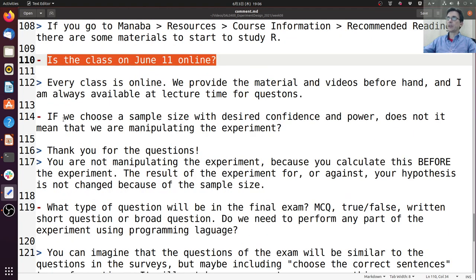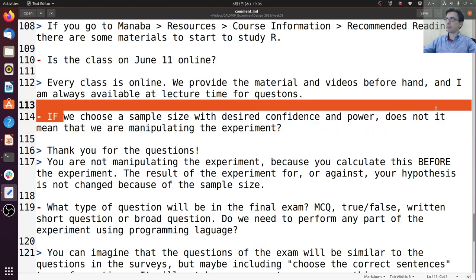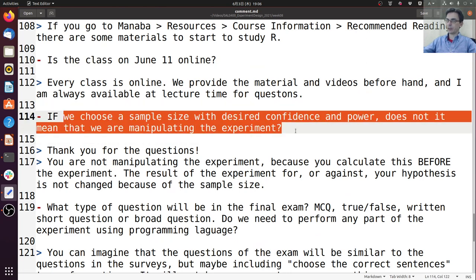Another student asked, if we choose a sample size with desired confidence and power, does it not mean that we are manipulating the experiment? And that's a very good question. And the answer is no, because you calculate the sample size before you execute the experiment. So you calculate the sample size that says 10, and then you obtain 10 observations. And that's okay. It would be manipulating the experiment if you do the experiment, let's say you collect 20, and then you calculate the sample size, and the sample size says 10, and from those 20, you select the 10 that you like more. That would be manipulating the experiment.